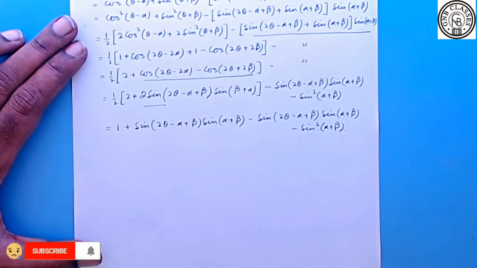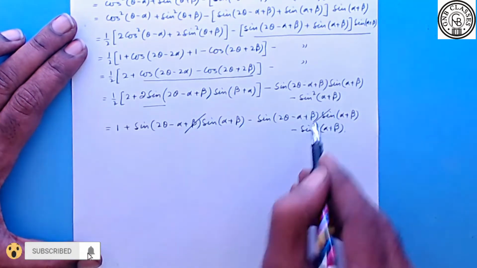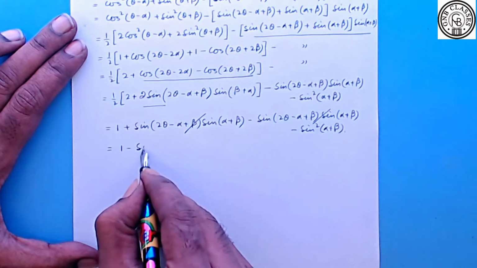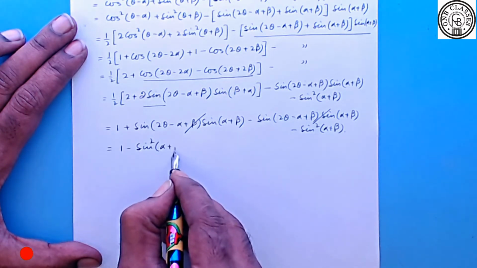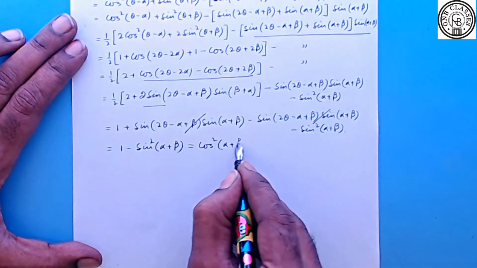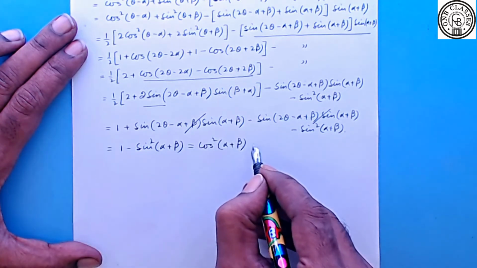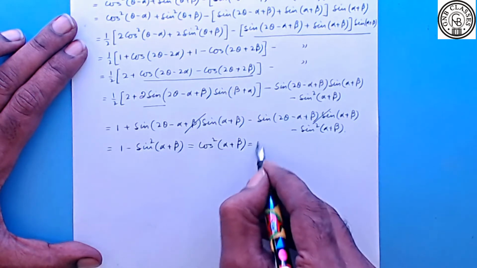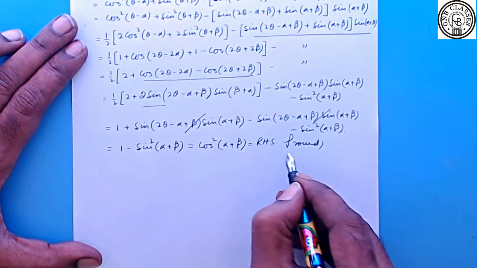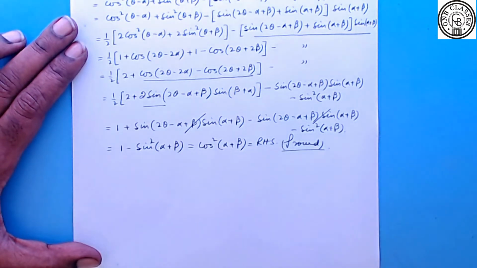Is it clear? Now let me cancel this two part. So we are left with, which is nothing but our cos square alpha plus beta, which is your right hand side proved. Is it clear to all of you?